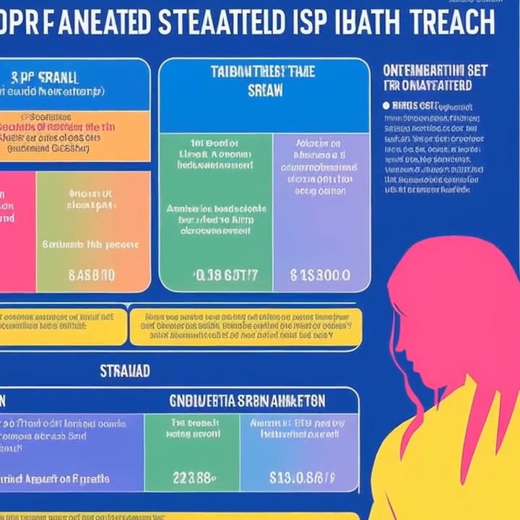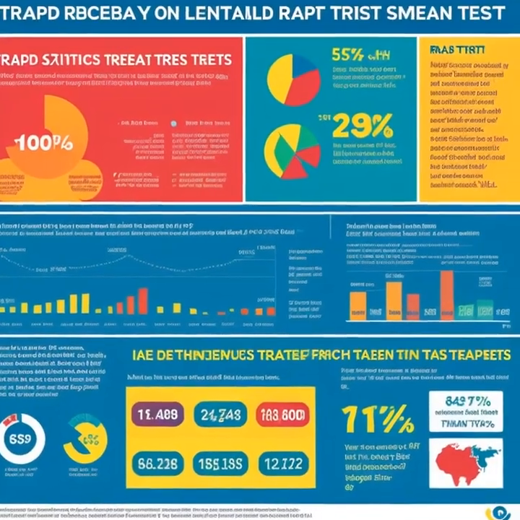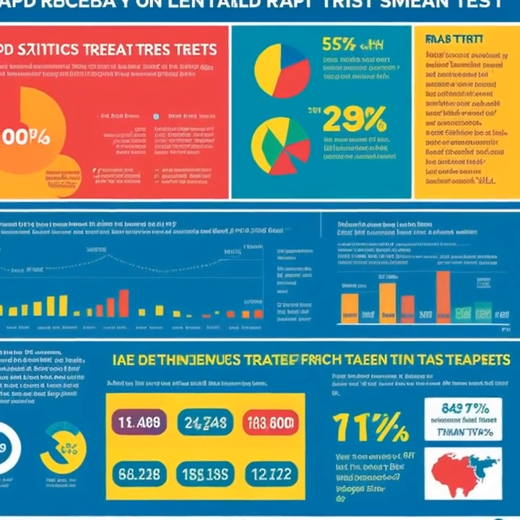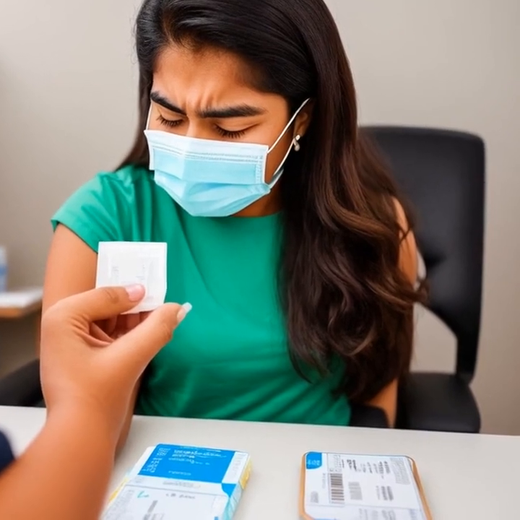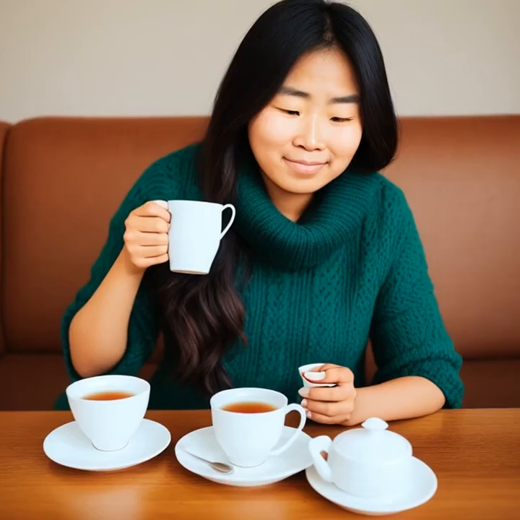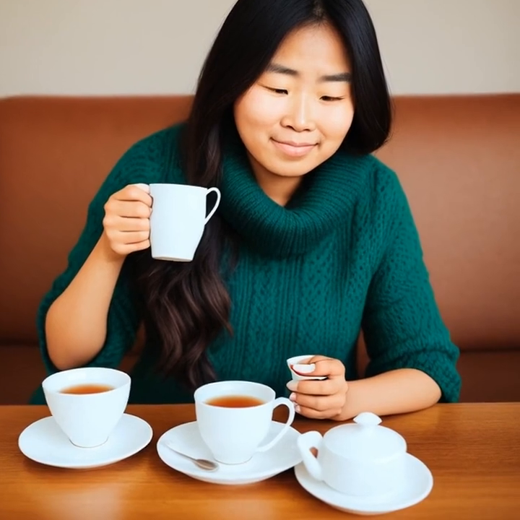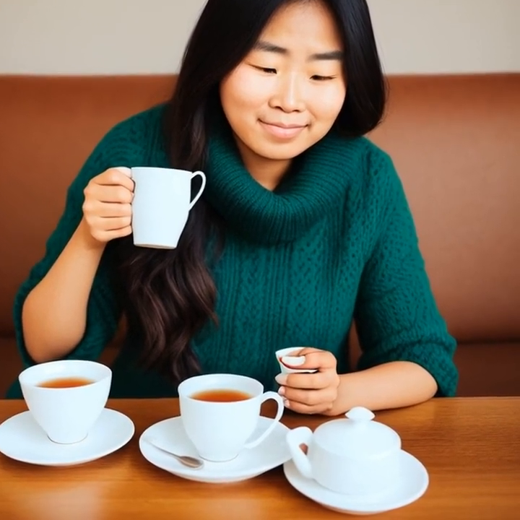To confirm a strep throat infection, your healthcare provider may perform a rapid strep test or a throat culture. The rapid strep test involves swabbing the back of your throat and checking for the presence of the Streptococcus pyogenes bacteria. This test can provide results within minutes, but it's not always accurate.